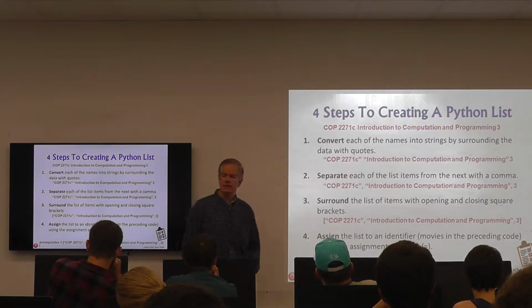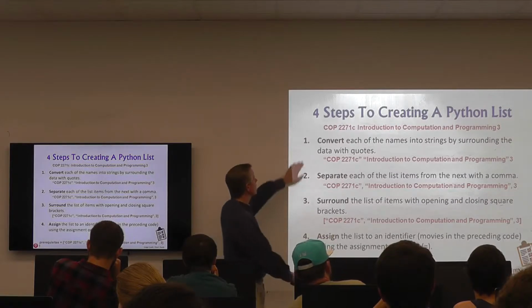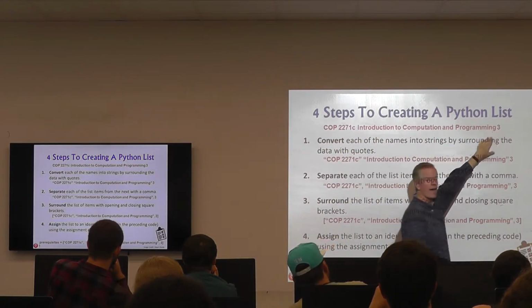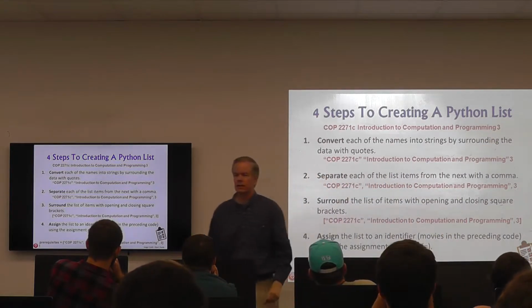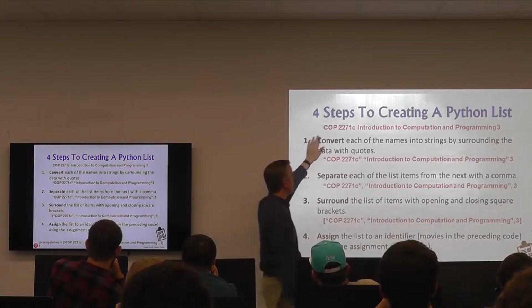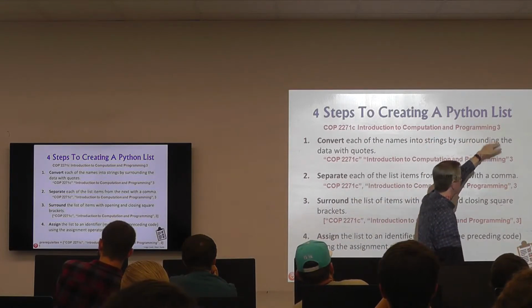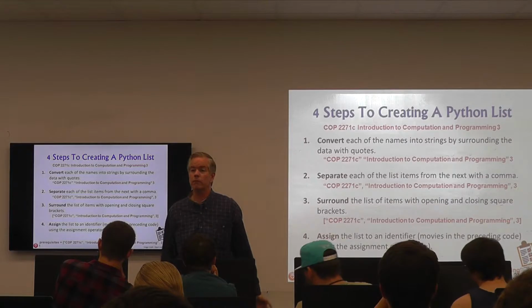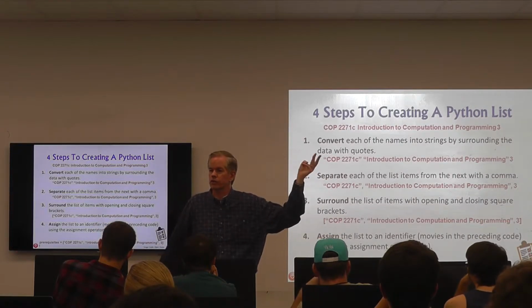Let's create a Python list, shall we? All right, so we're going to start out with 2271C, Introduction to Computation and Programming, and 3 credits. And that's exactly how it comes in. If you copy it straight off, there's no commas, nothing like that. What we'd really like to be able to do is suck that into our Python program and be able to use the data. Understand that there's 3 individual components in that.